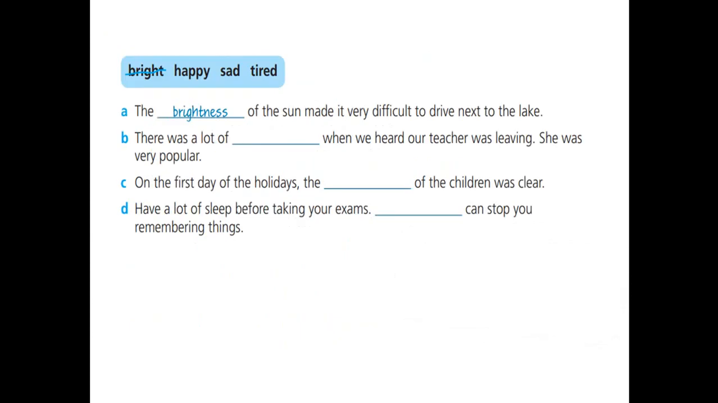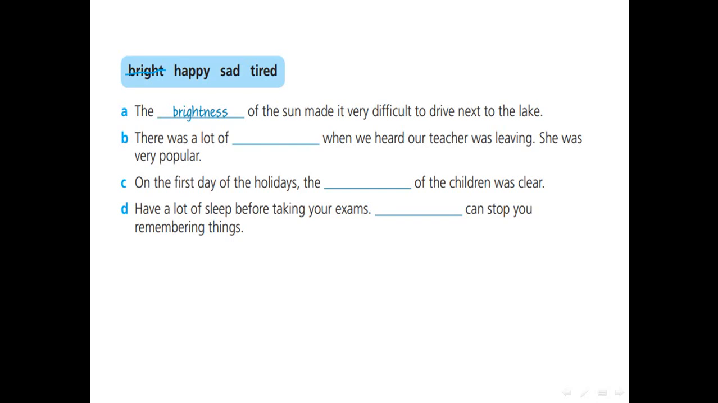We have these words. We want to change the part of speech of every word in order to suit the blanks here. Number A, the brightness of the sun made it very difficult to drive next to the lake. Number B, there was a lot of what when we heard our teacher was leaving? She was very popular. Of course, there was a lot of.